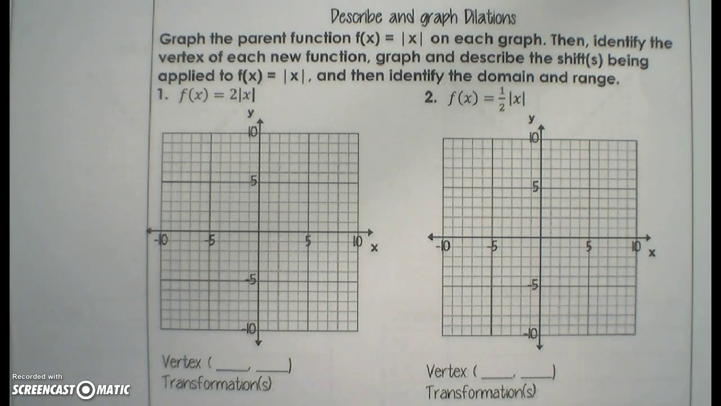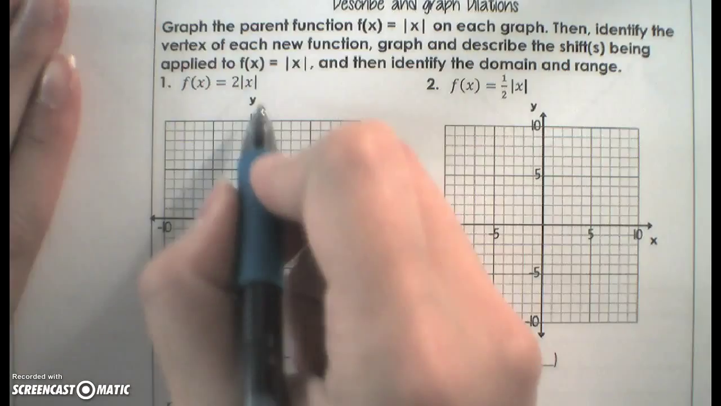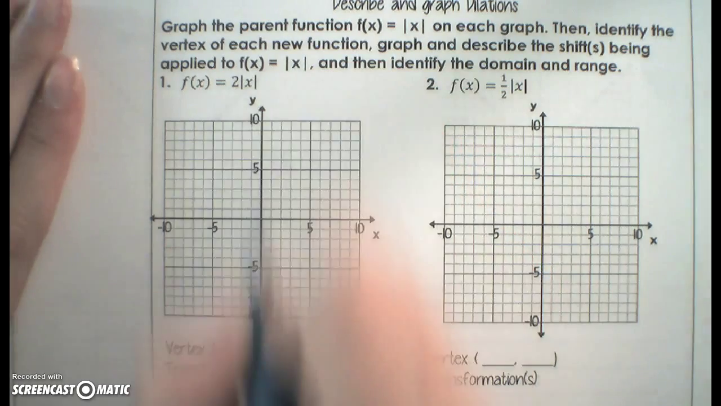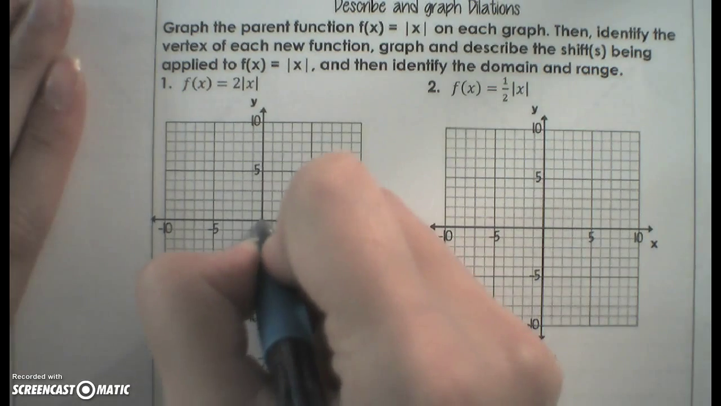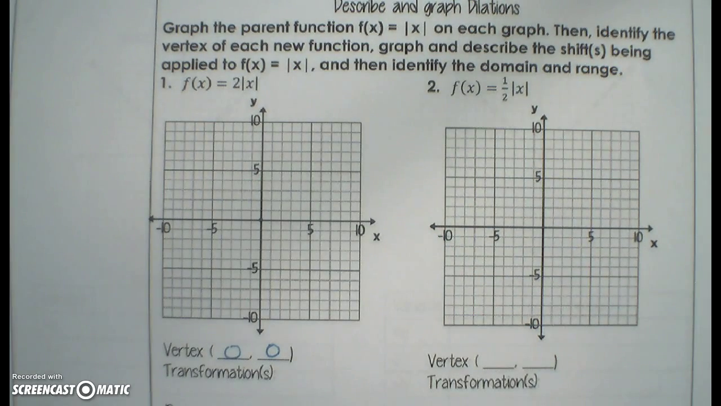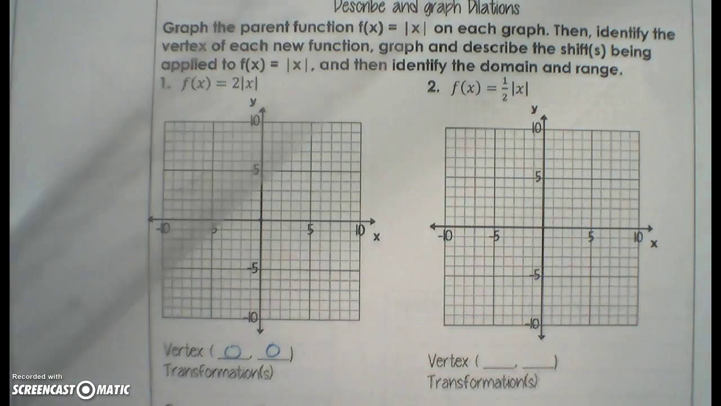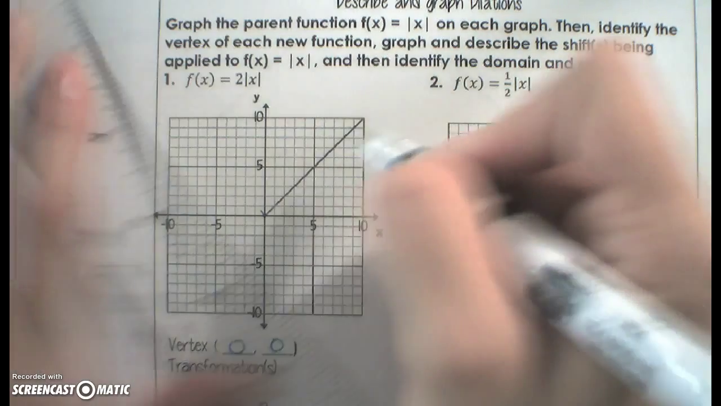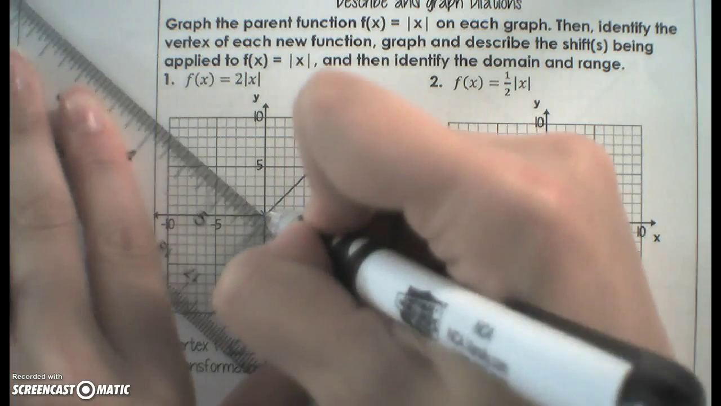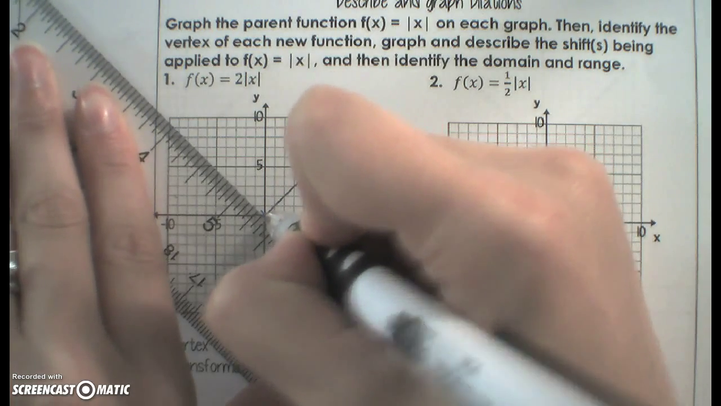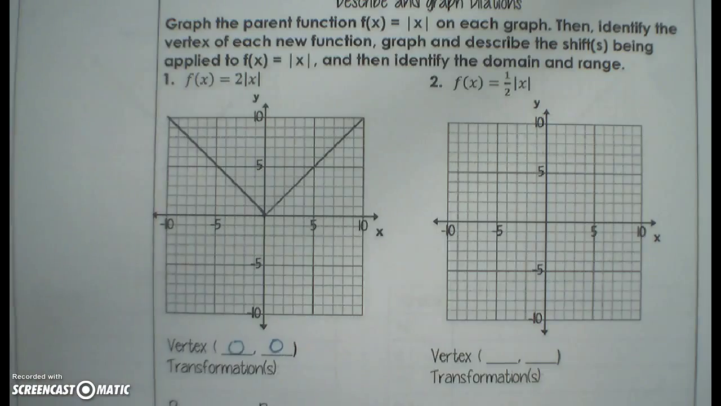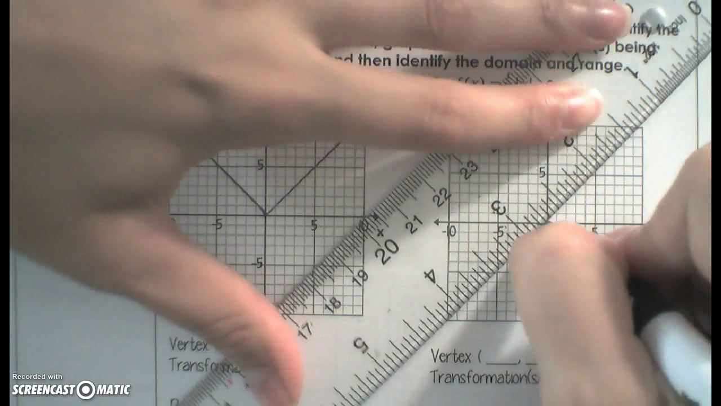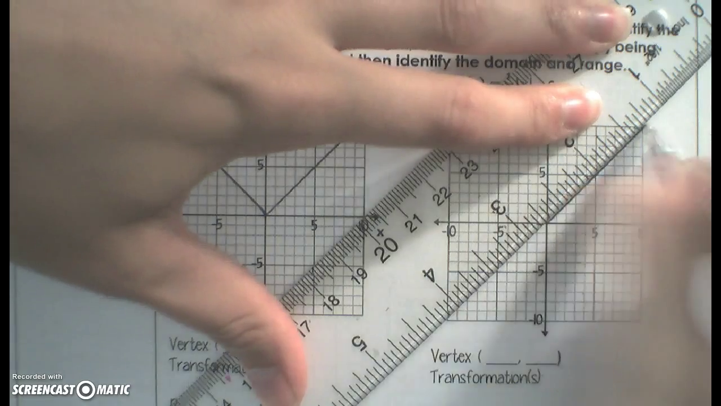So let's first write our vertex, our starting point. Nothing on the inside, so 0. Nothing on the outside behind, so 0. So we're going to start at 0, 0. Before we start on these first two, though, let's draw our parent functions so we can see how that's changing. So remember, our parent function starts at 0, 0 and has that slope of 1 in the right direction and has that slope of -1 in the left direction.